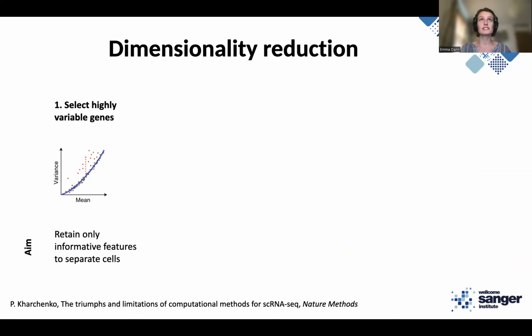In practice, there are many different ways to do this. Again, it's a very large field, but I would say that there are three key types of analysis that apply some sort of dimensionality reduction. The first is the idea of selecting highly variable genes. We want to retain only genes that are informative to separate cells. A lot of genes will be expressed everywhere and don't help us distinguish different cell types, while we expect some set of genes to have a variance in gene expression that is much higher than what we would expect from the mean. So we want to retain these genes that seem important to diversify cells.